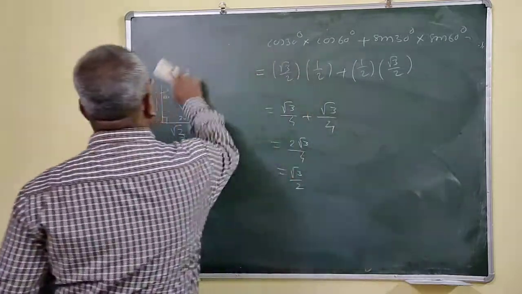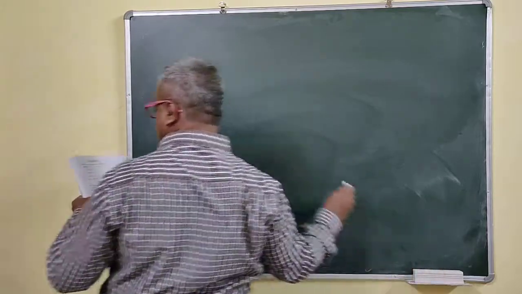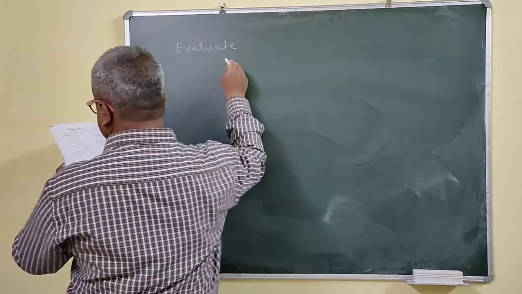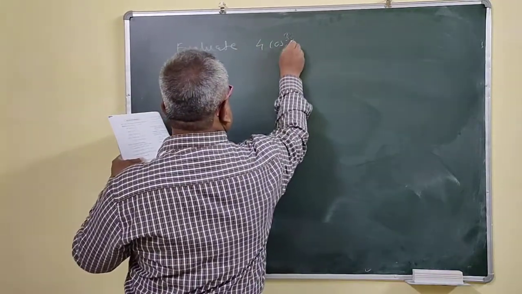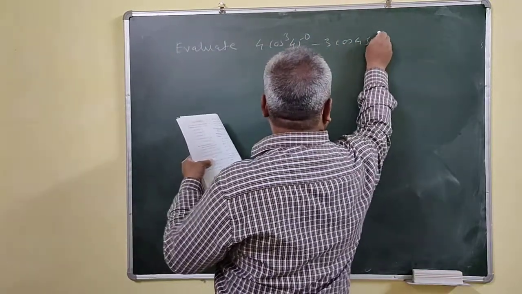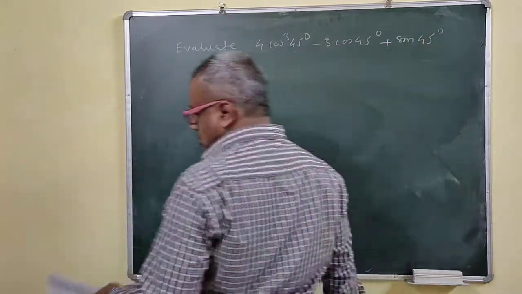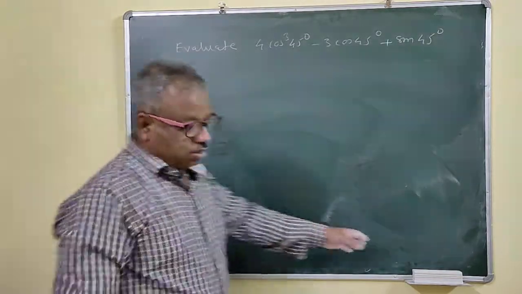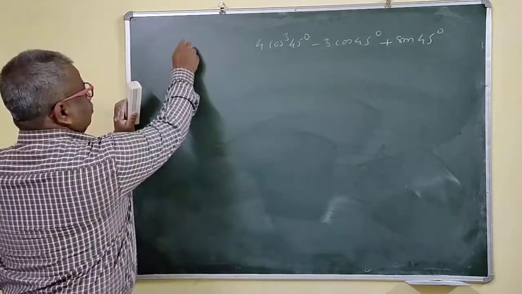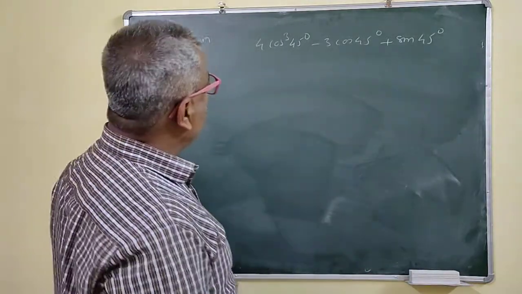Evaluate cos cube 45 degrees minus 3 cos 45 degrees plus sin 45 degrees. Okay, so we'll take the solution. Write the expression once again. Now what we have is 45 degrees.